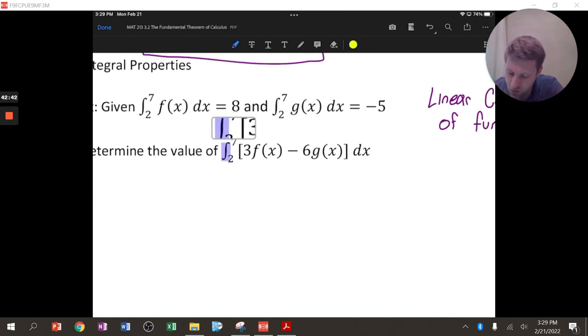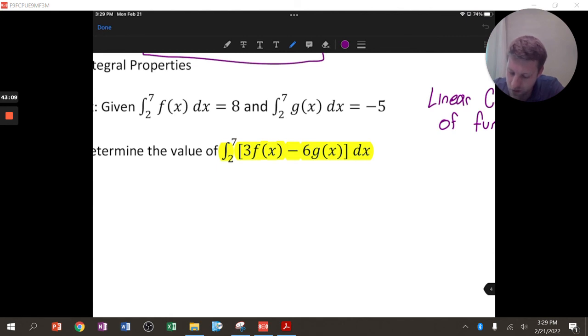Here's our problem. We want the overall integral from 2 to 7 of the function 3 times f of x minus 6 times g of x dx. So there's, again, a linear combination of functions inside that bracket that we want to evaluate. And we know the individual integrals of each of those functions. So let's consider how this would work. We want to pass our integral through, and whenever we see a constant here, we can actually split this up, and we can also split our integral at sum and difference points.